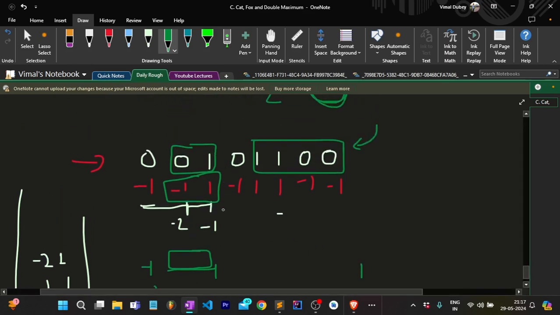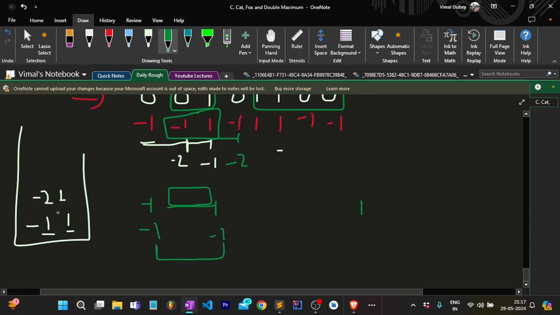Again you will move to the next index and you will ask, what is the next sum that I am getting? -2. Is there a -2 that I have previously seen? Yes, you have seen a -2. Map will say you have seen a -2, and you will ask how many -2s I have seen previously. This will say 1. So we will add 1 to your answer.